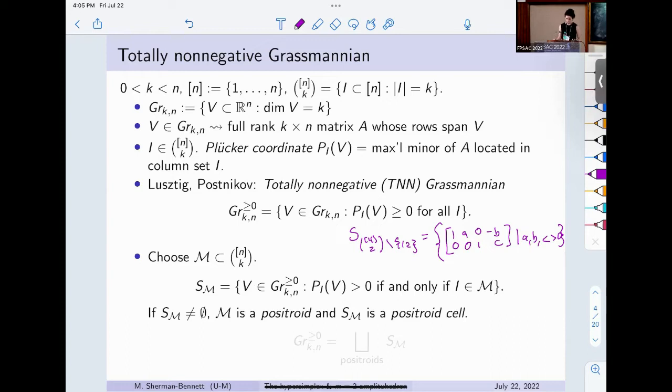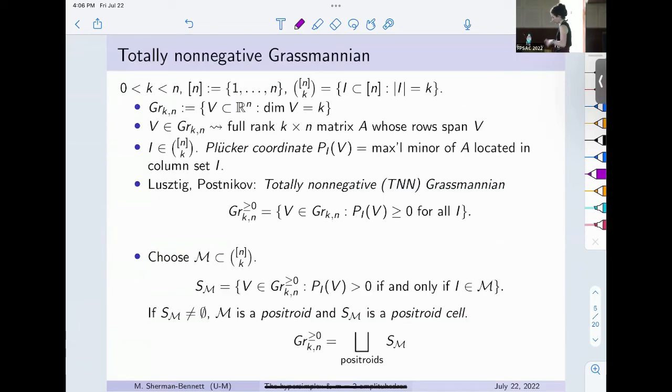Of course, if you pick your collection M poorly, this stratum will be empty, so we throw those away. If the stratum is non-empty, M is called a positroid, which is a word that came up in Sarah's talk. This is a portmanteau of the words positive and matroid. And for those in the audience who know matroid theory, these strata are just matroid strata intersected with the TNN Grassmannian. We call the stratum S_M a positroid cell. And I haven't made a mistake here switching from saying stratum to cell. These really are cells, so they're homeomorphic to open balls.